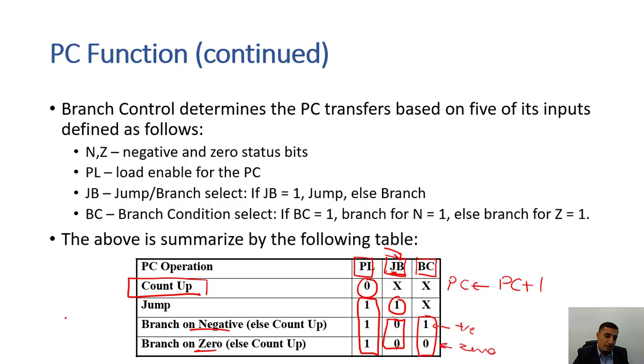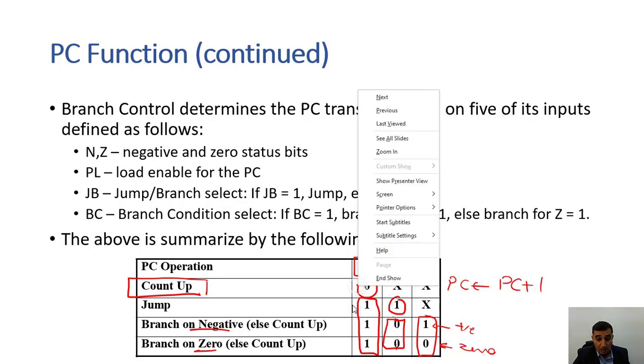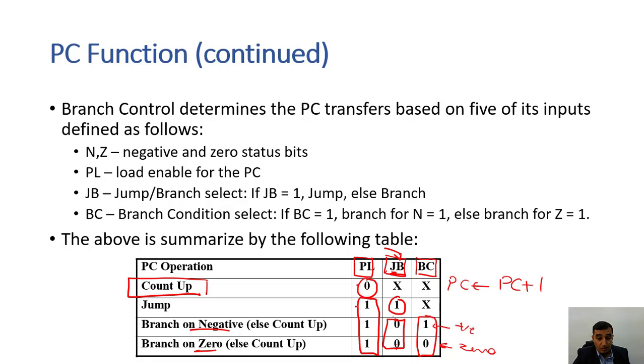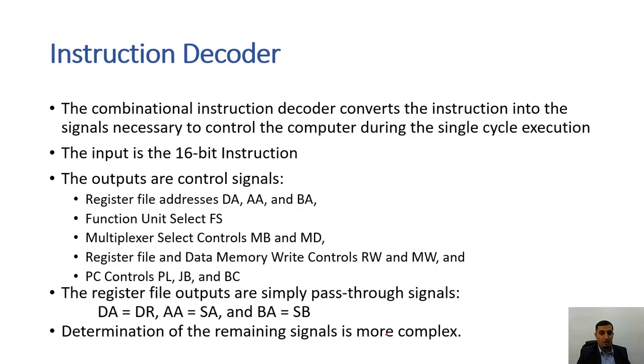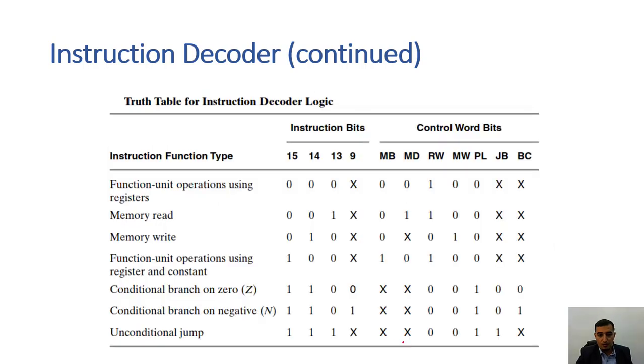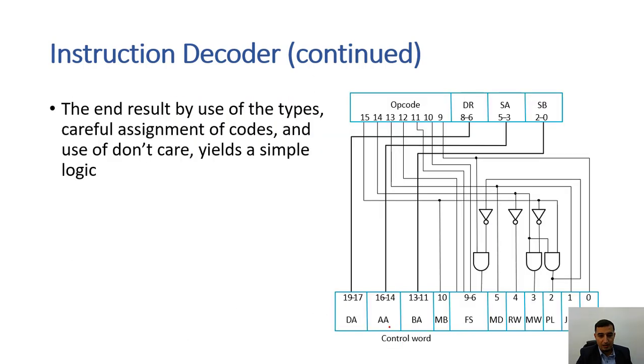So it looks complicated, but if you think about it, for PL, if it's 0, we count up. If it is 1, we are going to do some jump or branch. Now, if it is 1 with jump equal to 1, we jump. If it is 1 with jump and branch equal to 0, we are going to branch. And we have two options to branch, which are 1 and 0. So to do all of that, we need to create this circuit.